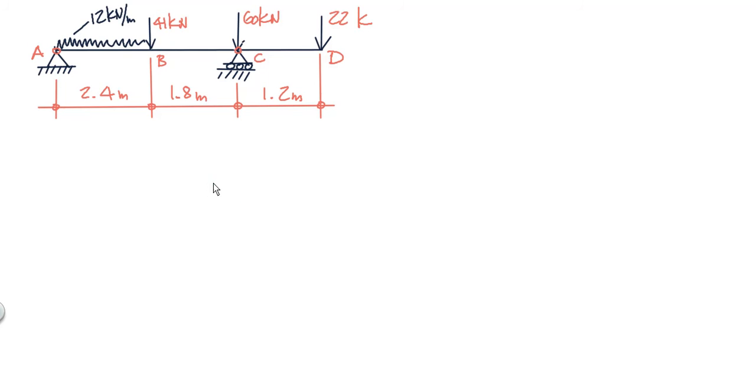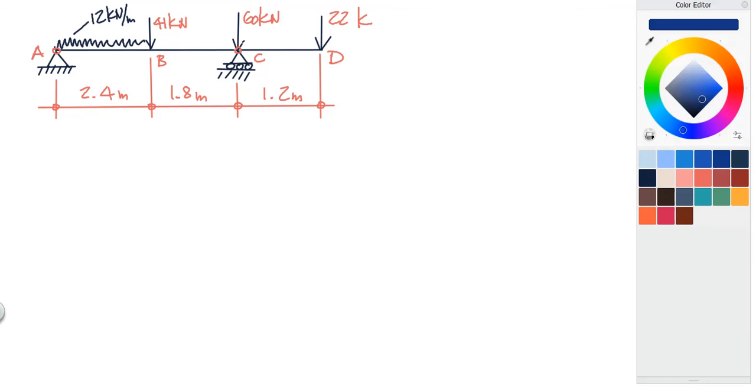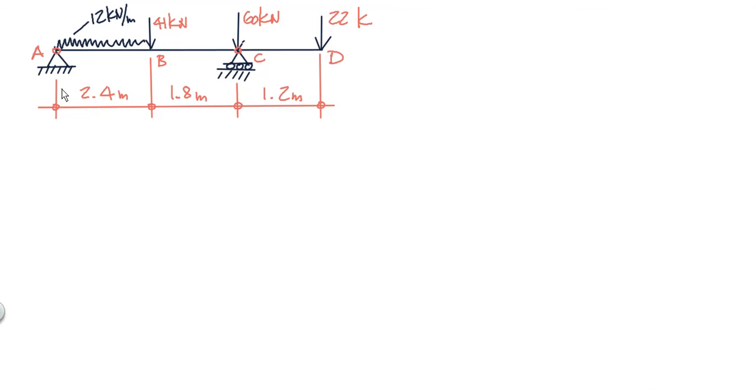The question of course is to determine the support reactions. So that means we're going to have to determine the VA, which is going to be over there. And because there's only vertical loads, there's only going to be vertical reactions. So there's not going to be an HA, but there will be a VA and there will be a VC. Okay, so we need to determine VA and VC.